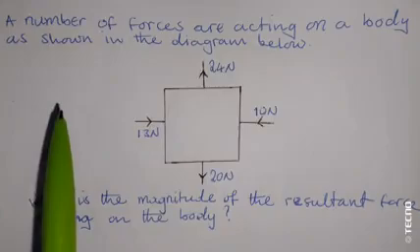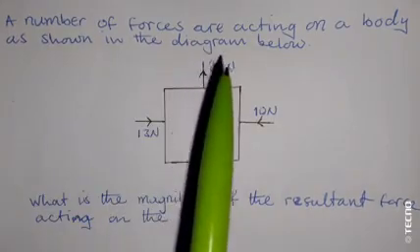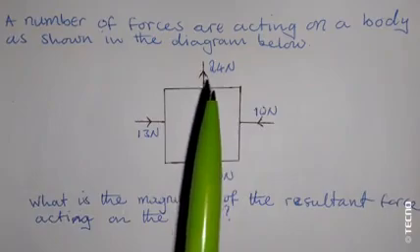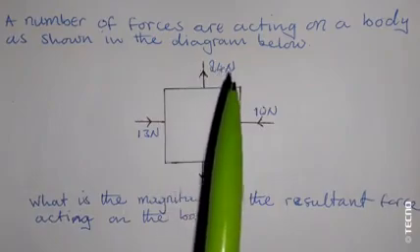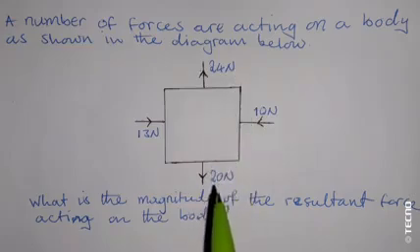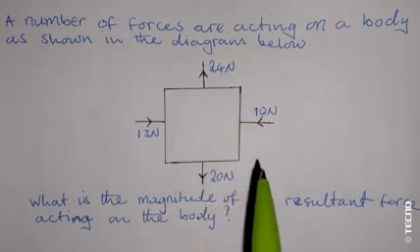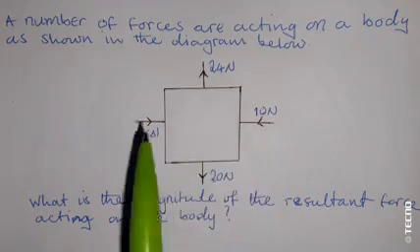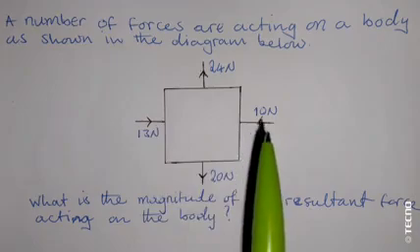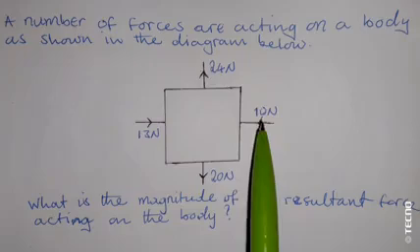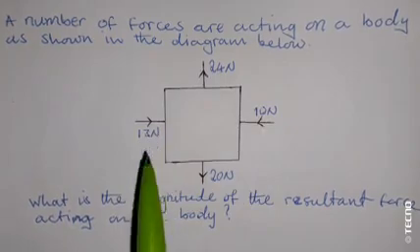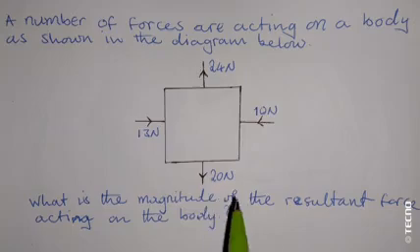Here we're going to answer this question in physics. A number of forces are acting on a body as shown in the diagram below. So we have this upward force, 24 Newton, and a downward force of 20 Newton. We also have this force going like this, which is 10 Newton. We also have the other force here, which is 13 Newton. Then the question is, what is the magnitude of the resultant force acting on the body?